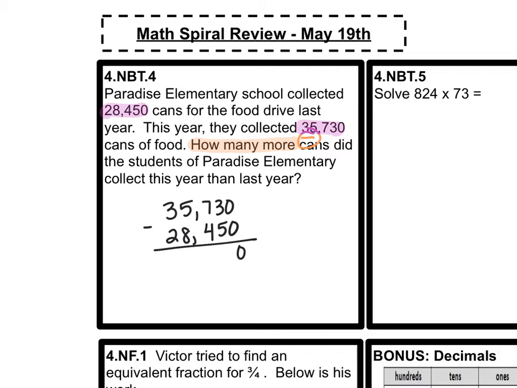3 minus 5, I can't do that, so I'm going to borrow from the 7 and make it a 6 and make this 3 into a 13. 13 minus 5 is 8. 6 minus 4 is 2. 5 minus 8, I cannot give you $8 if I only have 5, so I'm going to borrow a little sugar from my neighbor, 3, make it a 2, and make this 5 a 15. 15 minus 8 is 7, and 2 minus 2 is 0.